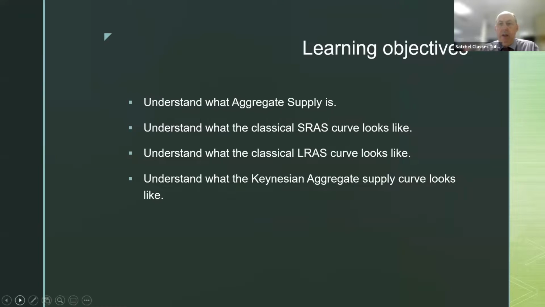Today we're going to look at aggregate supply. Just move my slides on. So our learning objectives today are to understand what aggregate supply is, to understand what the classical short-run aggregate supply curve looks like, to understand what the classical long-run aggregate supply curve looks like, and to understand a different point of view, what the Keynesian aggregate supply curve looks like.